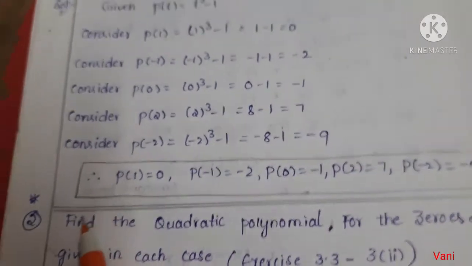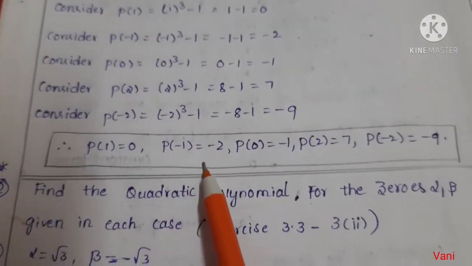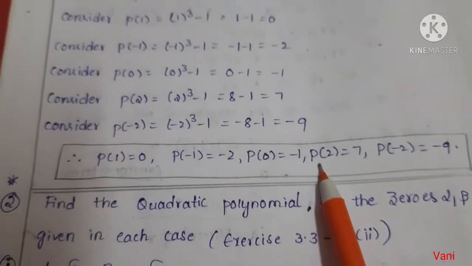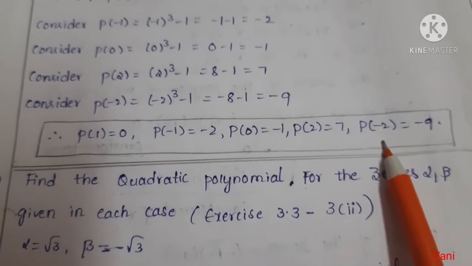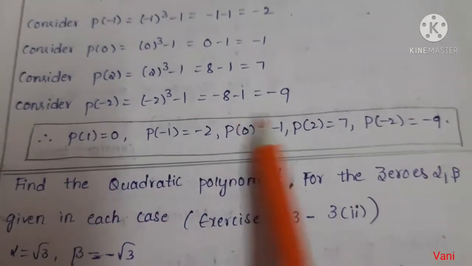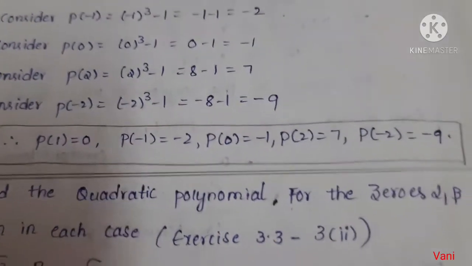So finally, write in the conclusion: we got p of 1 is equal to 0, p of minus 1 is equal to minus 2, p of 0 is equal to minus 1, p of 2 is equal to 7, p of minus 2 is equal to minus 9. And keep the conclusion in a box. So the problem is completed.